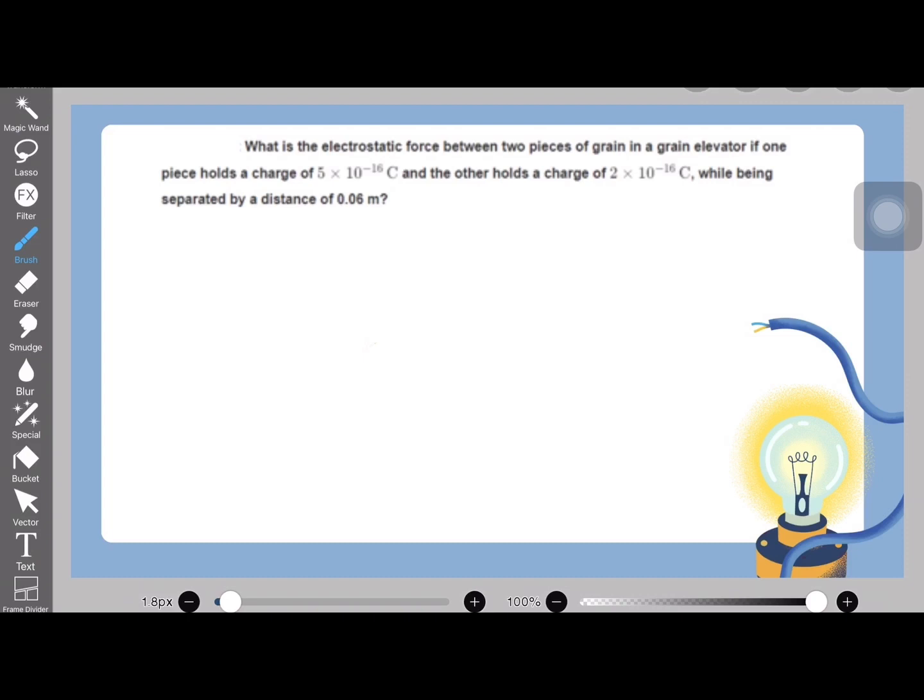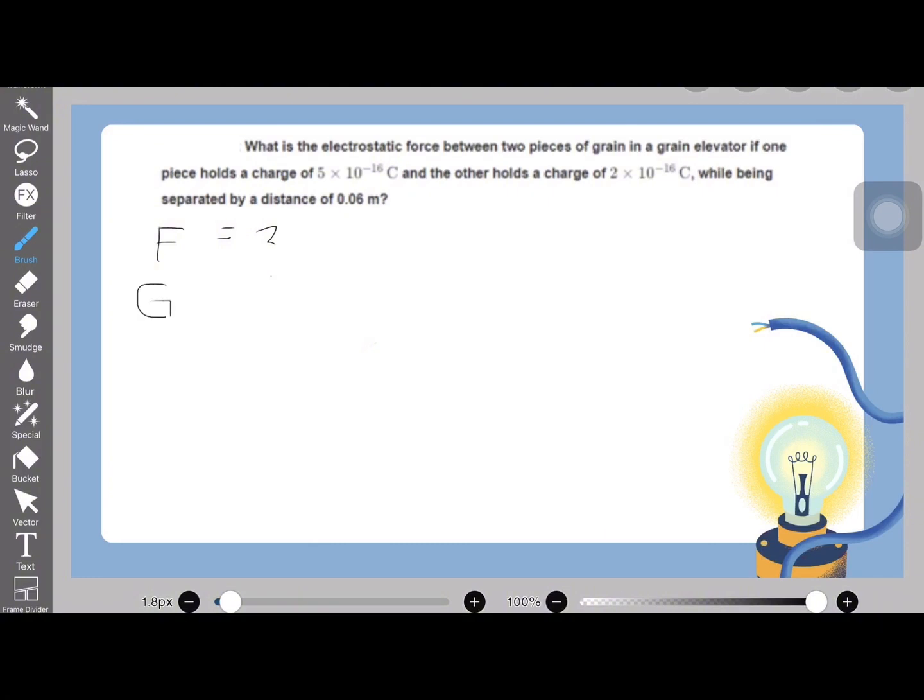So with this is our own very first problem. What is the electrostatic force? So we are trying to find F. What is the electrostatic force between the two pieces of grain in a grain elevator if one piece holds a charge of 5 times 10 to the negative 16 coulombs and the other holds a charge of 2 times 10 to the negative 16 coulombs while being separated by a distance of 0.06 meters?